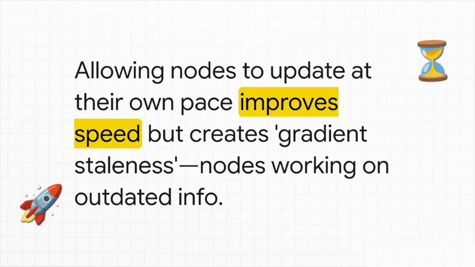The solution is to just cut the cord. Let every node update asynchronously, at its own pace. But this creates a new, more subtle problem called gradient staleness. What that means is that the faster nodes might be working with slightly outdated information, simply because the slower nodes haven't sent in their latest updates yet. And this can really destabilize the whole training process.